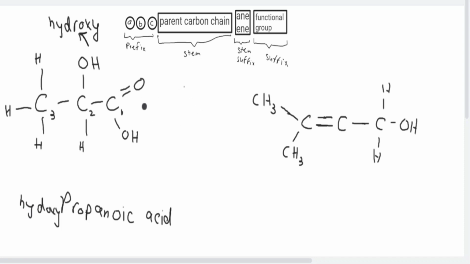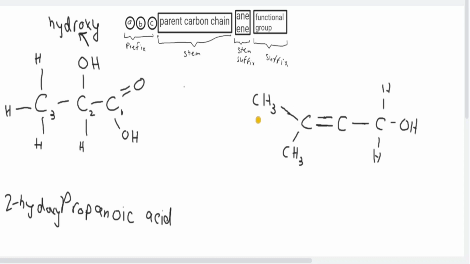Since I started with the functional group at carbon number 1, I don't have to mention the position because it's at carbon number 1. But the hydroxy group is at carbon number 2. So I write 2-hydroxy propanoic acid. Let's do this example now.